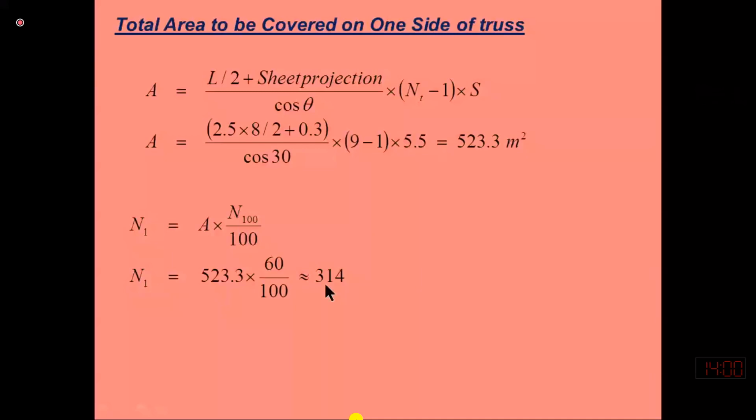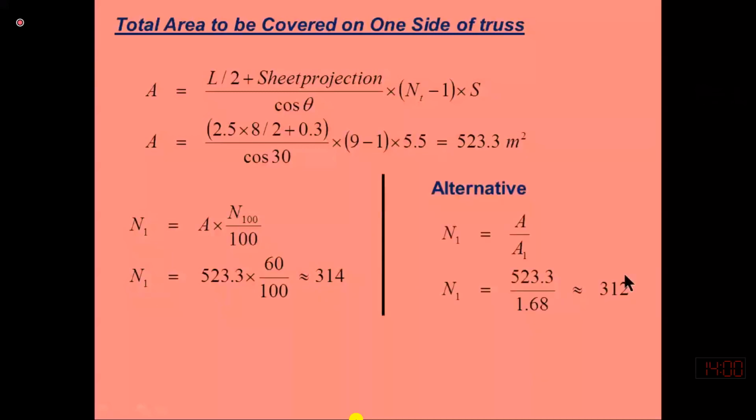The alternative is very easy, but there are some rounding errors, maybe just one or two sheets, but you can ignore them. So A is the total area covered on one side, 523.3, divided by the effective area covered by one sheet, which gives 312.